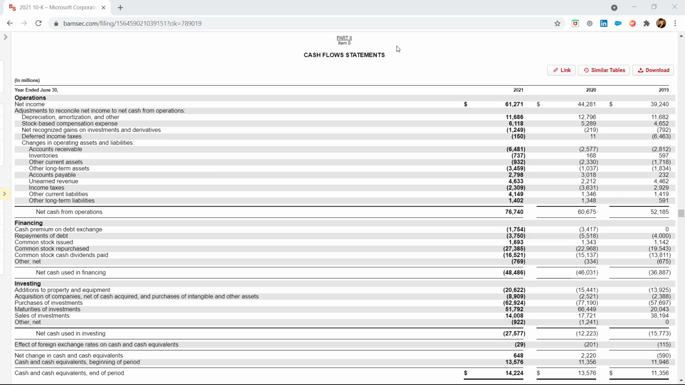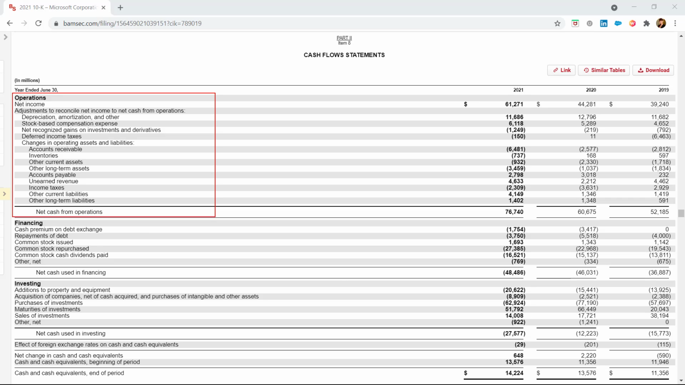There are three sections of the statement of cash flows: operating activities, financing activities, and investing activities. Operating activities are the principal revenue-producing activities of the company. Cash flow from operations typically includes the cash flows associated with sales, purchases, and other expenses.